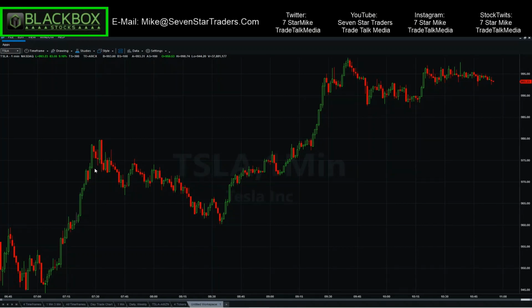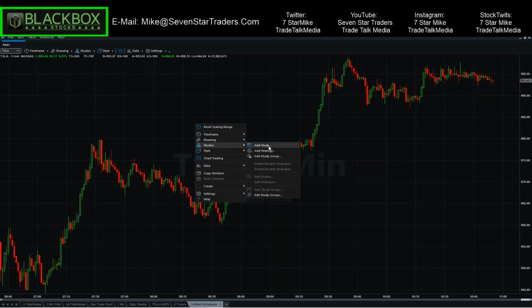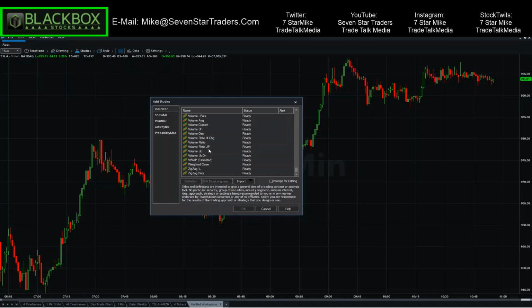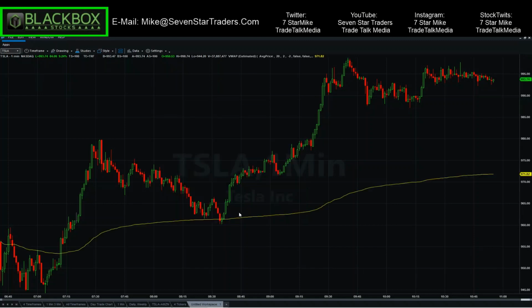So if you're looking at this going, oh man, I missed it, how can I get into this Tesla trade? Where would be a good spot to enter? I'm going to show you an easy way to find one. Now this is going to look different depending on your platform, but I'm going to come over here and add VWAP. We're going to add that to the chart.